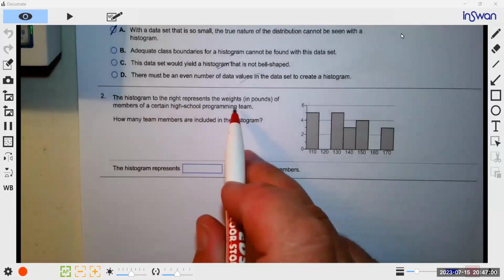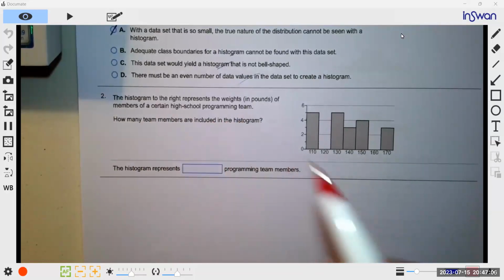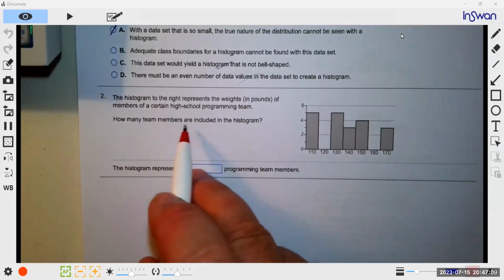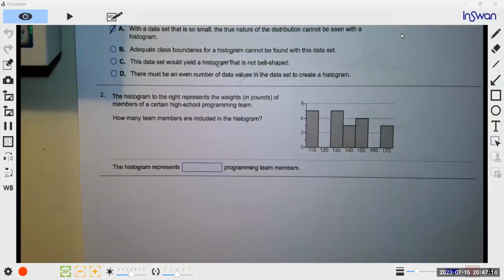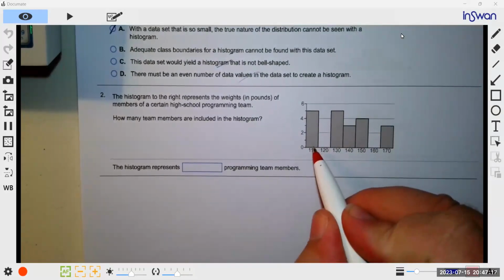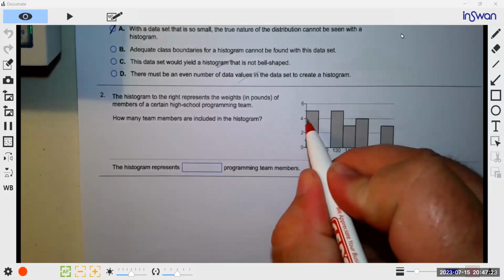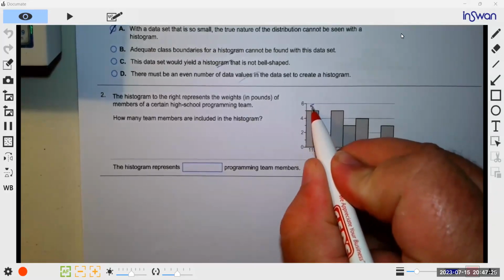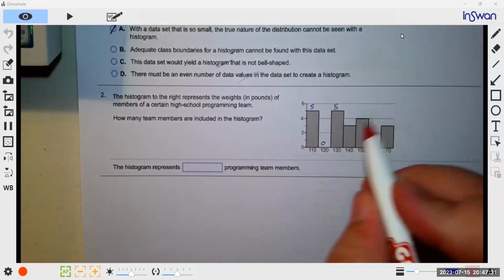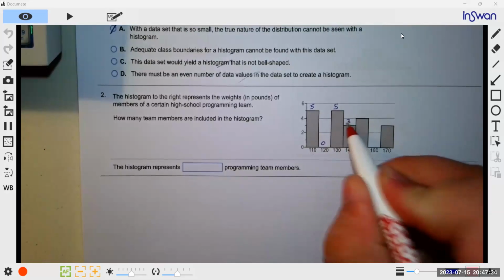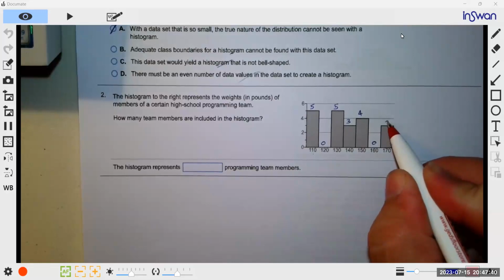The histogram to the right represents the weight in pounds of members of a certain high school programming team. How many team members are included in the histogram? Remember, these are bar charts, so each bar tells us the number of individuals at 110, 120. This one between 4 and 6 is 5. This one's 0. This one's also 5. This one's between 2 and 4, so it's 3. This one's 4. This one's 0. And this one's also 3.